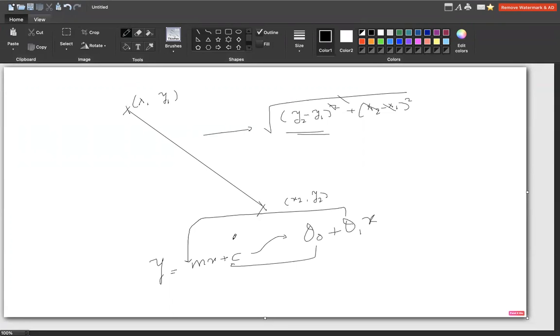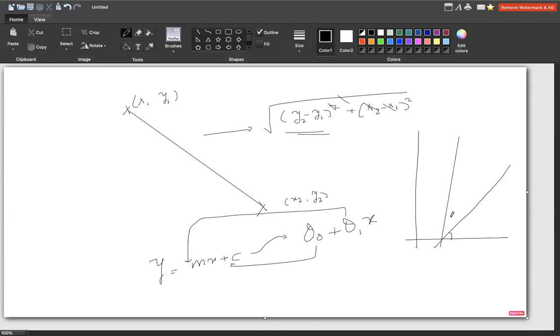Clear? A slope represents the steepness of a straight line. For example, if this is the straight line, slope represents the angle with which the straight line touches the x-axis. If you see this straight line and this straight line, the first straight line has a lesser angle, so lesser steepness. The second straight line has more angle, so more steepness. It is like the inclination of that particular line onto the x-axis. That is what is called our slope. And for a straight line, there is another concept called intercept.